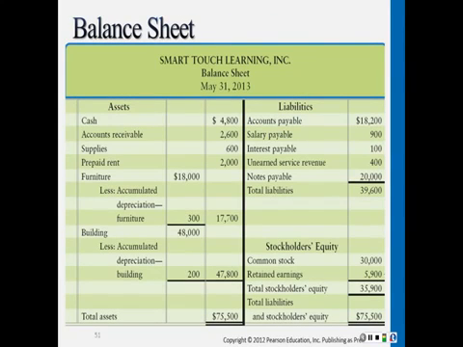Last, the balance sheet is prepared, listing the assets, liabilities, and equity of the company. Notice that accumulated depreciation is reported in the assets section directly underneath the furniture account. It is then subtracted from the cost of the furniture to compute book value. Also notice that the retained earnings balance does not come from the worksheet, but from the statement of retained earnings. Always make sure your balance sheet balances: assets equal liabilities plus equity.